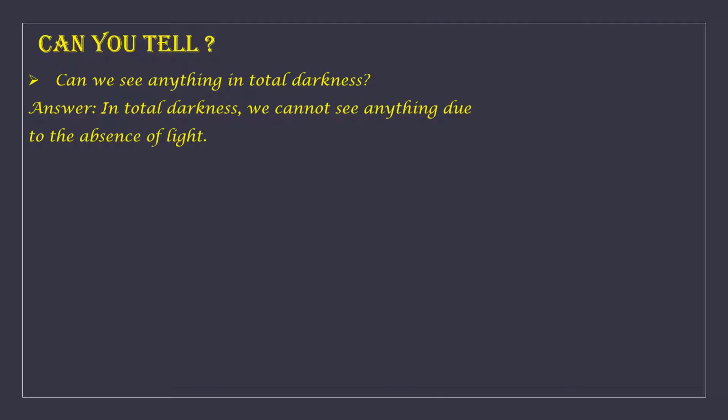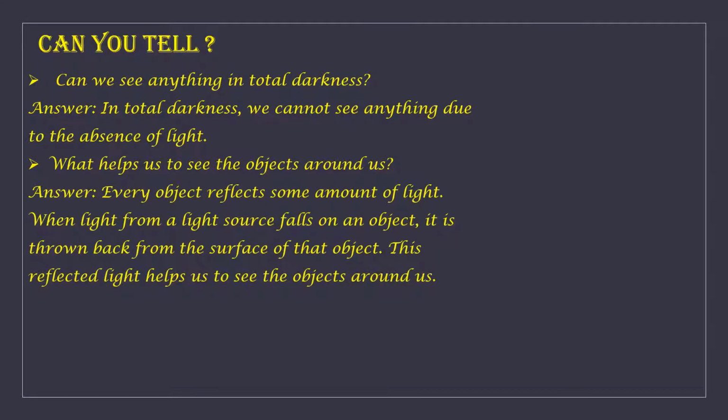Students, can you tell whether we can see anything in total darkness? Correct. In total darkness, we cannot see anything due to the absence of light. Now, can you tell what helps us to see the objects around us? Yes, correct. Every object reflects some amount of light. When light from a light source falls on an object, it is thrown back from the surface of that object, and this reflected light helps us to see the objects around us.